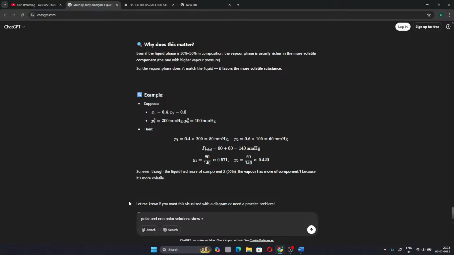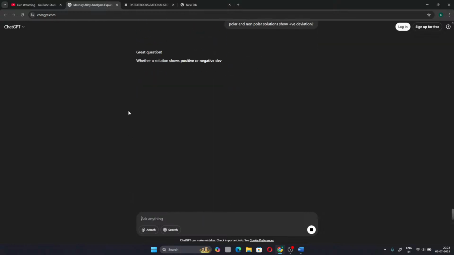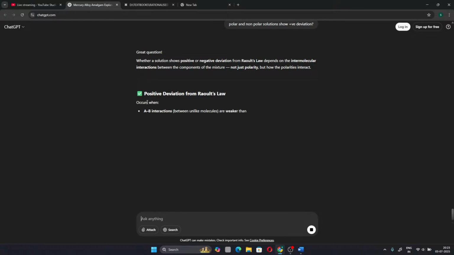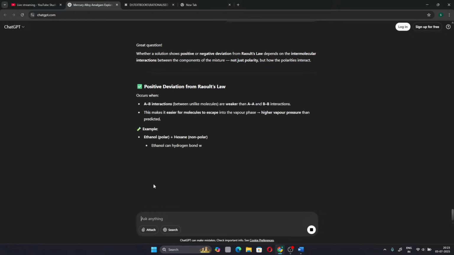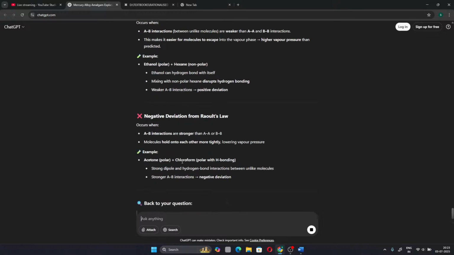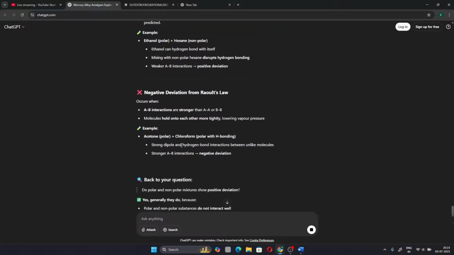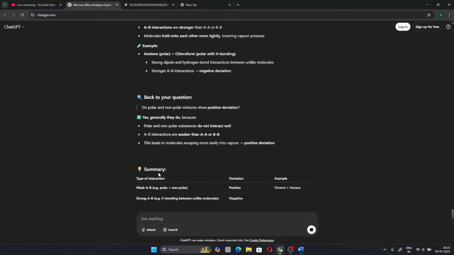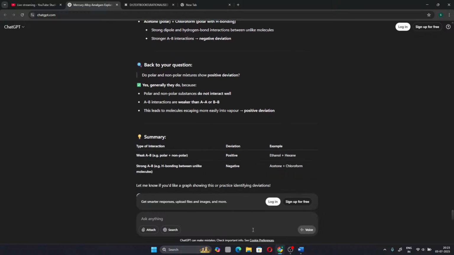Positive, okay, both are polar, it shows. What about non-polar and non-polar?